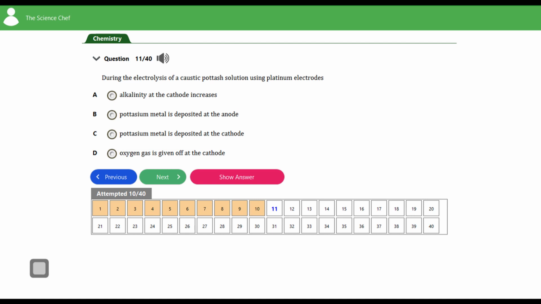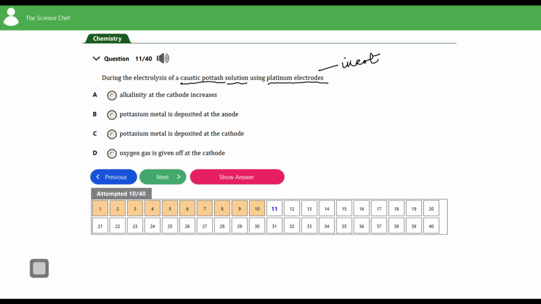This question is on electrolysis, and not just electrolysis, but electrolysis of common electrolytes. An electrolyte in this case is caustic potash solution. In our last video, in the second part of this series, we saw a question on electrolytes, and we defined what electrolytes are. So here, caustic potash solution is an electrolyte, and the electrolysis is carried out using platinum electrodes. And platinum electrodes, as we know, are inert electrodes. In other words, they do not partake in the electrolytic process.